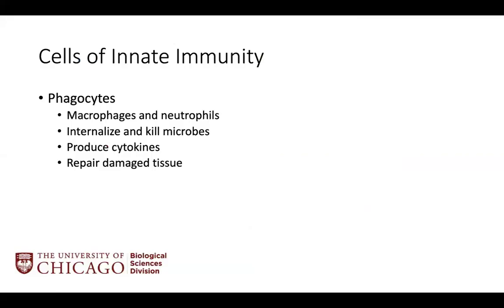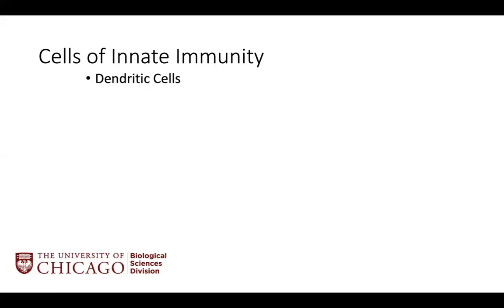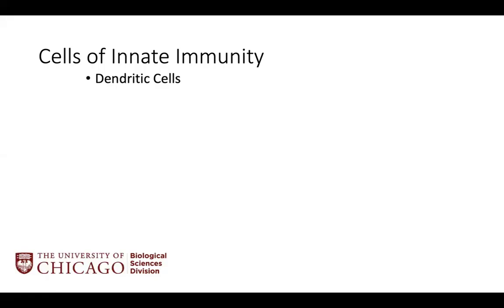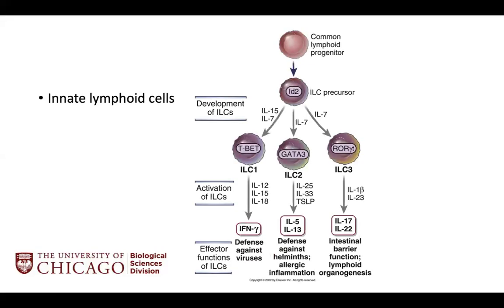Phagocytes, like macrophages and neutrophils, are part of the innate immune system that will internalize and kill microbes. They also produce cytokines and they'll repair damaged tissues. One example, of course, is the dendritic cell, which we talked about as that very first cell that recognizes, and more than actively continuing to kill the microbe or the infection, it jumps in the lymph, goes to the lymph node, and will kick off the adaptive immune system.